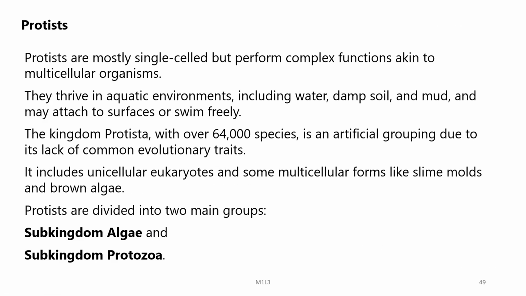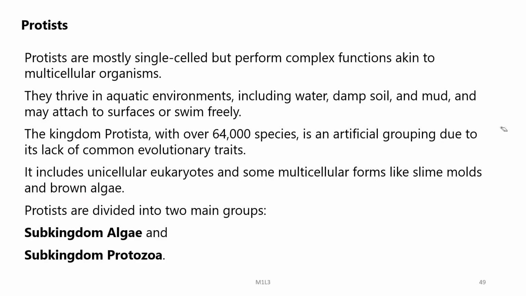Next comes the protists, which are mostly single celled, but perform complex functions akin to multicellular organisms. They thrive in aquatic environments including water, damp soil and mud, and may attach to surfaces or swim freely. The kingdom Protista, with over 64,000 species, is an artificial grouping due to its lack of common evolutionary traits. It includes unicellular eukaryotes and some multicellular forms like slime molds and brown algae.